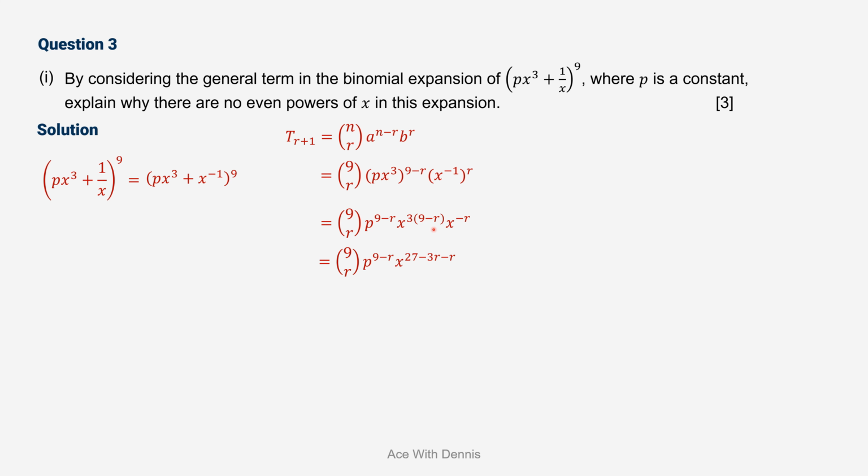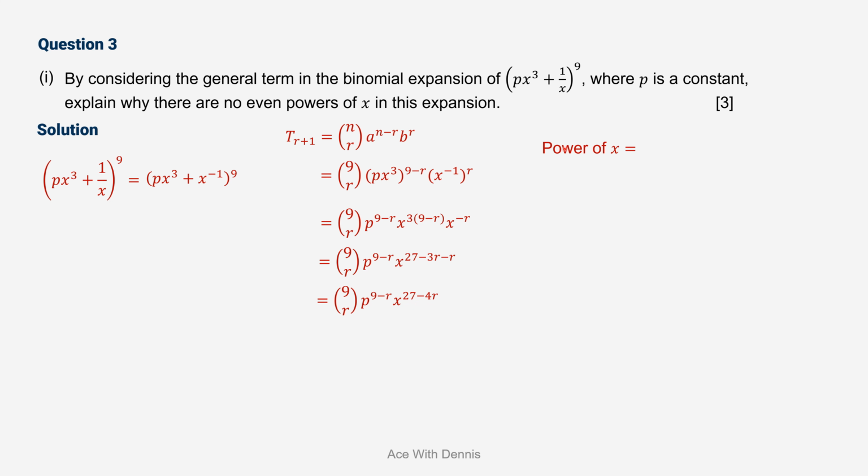Okay, so then we can further simplify, right? The x term, the powers we can group together, the rest we just copy down. So from the power here, when I expand the bracket, this is 27 minus 3r and then minus r. So further simplify, the Tr plus 1 becomes 9 choose r times p to the power 9 minus r times x to the power 27 minus 4r. Okay, so once we reach here, as you can see, this is the coefficient part, and this is the x with the power 27 minus 4r.